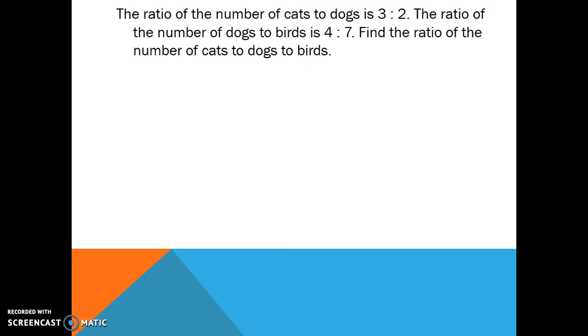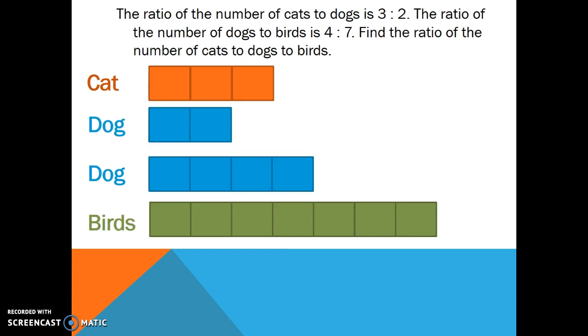Hopefully you have started to draw a bar model. There's too much information to deal with at one time in this word problem, so let's start at the top. We want to model the ratio of the number of cats to dogs. Oh, there are all my models. Never mind.